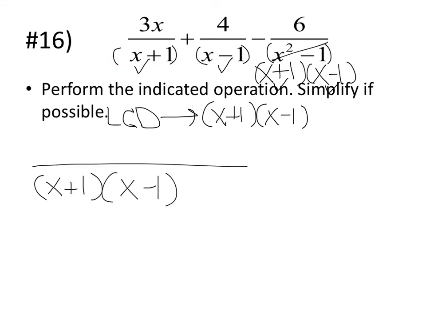So looking at this denominator, I'm missing an x minus 1. Looking at this denominator, I'm missing an x plus 1. And I'm not missing anything in the last denominator. So now we need to multiply. So we have 3x times x minus 1.